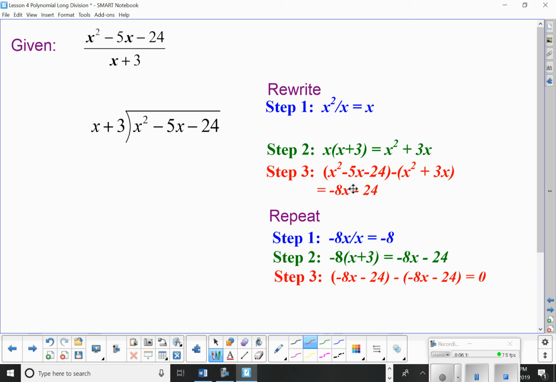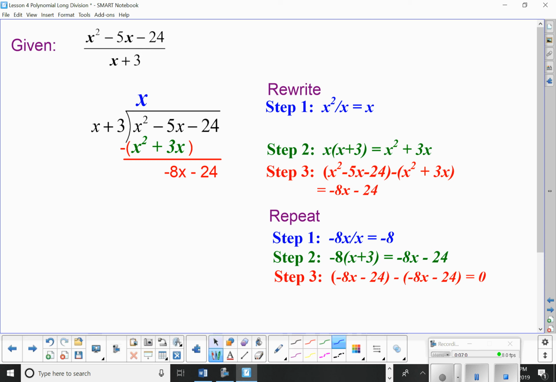Moving on. What happens when it's a polynomial? Well, I'm going to walk through it here with you. If you're given x squared minus 5x minus 24 divided by x plus 3, first, write it in long division. Then, you're going to look at the x and this very first term, x squared. How many times will x go into x squared? x times. Then I'm going to multiply x times x plus 3, and I get x squared plus 3x.